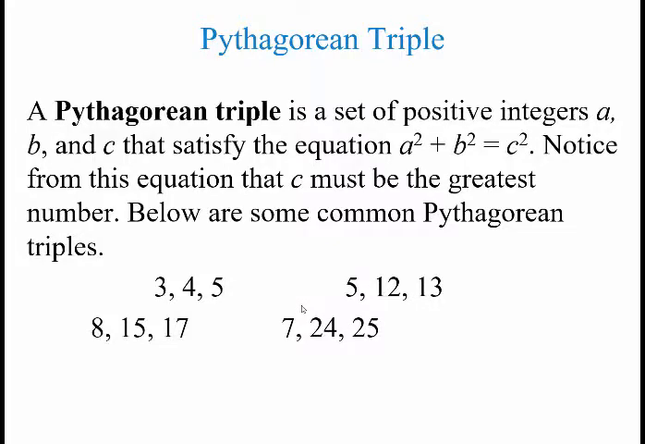So what are what we call Pythagorean triples? A Pythagorean triple is a set of positive integers a, b, and c that satisfy the equation a squared plus b squared is equal to c squared. Notice from this equation that c must be the largest number. Below are some common Pythagorean triples. Like 3, 4, 5 is a Pythagorean triple because 3 squared plus 4 squared is equal to 5 squared. That would be 9 plus 16, which does indeed equal 25. And all of these other triples, 5, 12, 13, 8, 15, 17, 7, 24, 25, are Pythagorean triples. There's actually an infinite number of Pythagorean triples, but these are the most common ones that we'll work with.